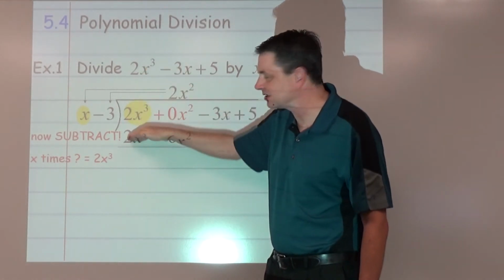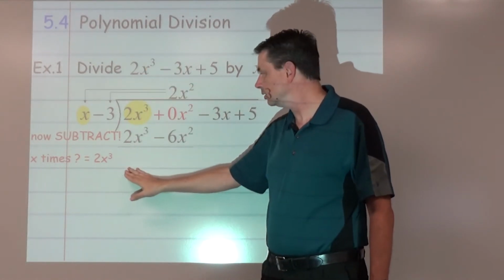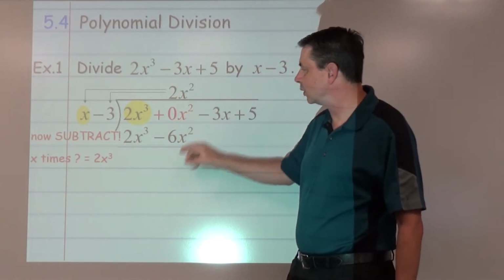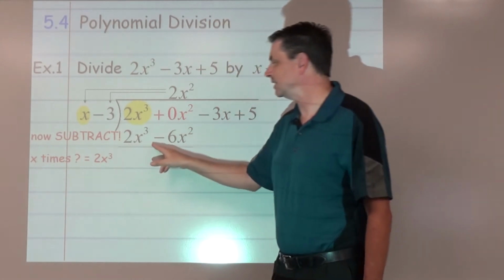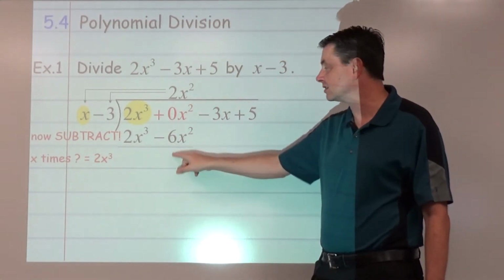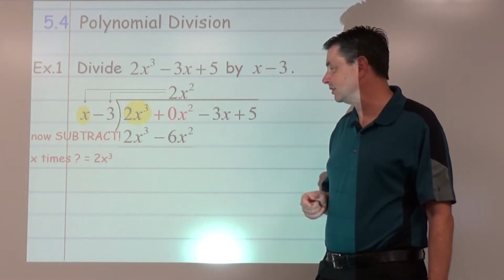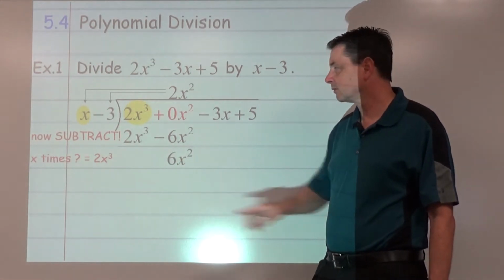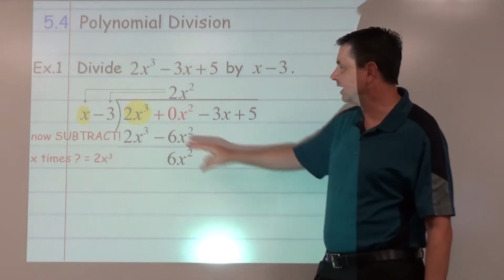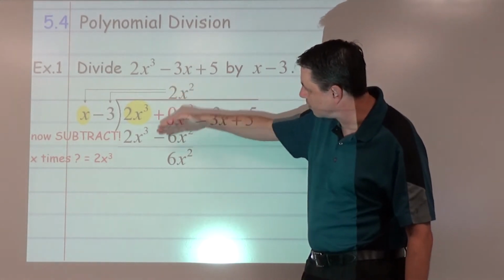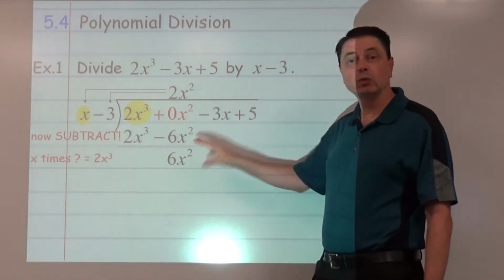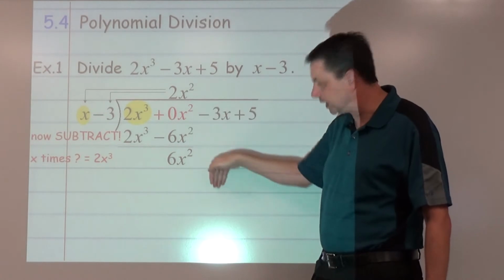So we go this minus this, that should cancel. And be careful, we don't want to add here. It's 0x squared minus negative 6x squared. Minus minus becomes plus, so this is going to be a positive 6x squared. You can put the plus sign if you want to; I kind of like that. So again, we are subtracting 0 minus negative 6, giving 6x squared. And once you're done with the subtraction, bring down the next term.